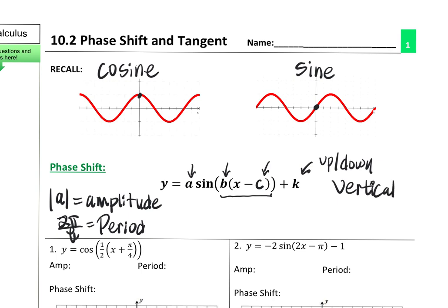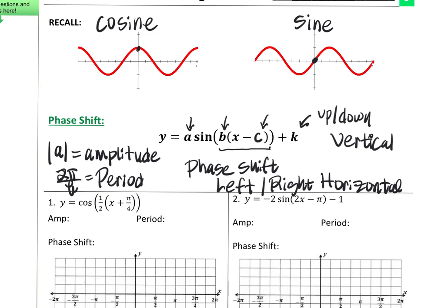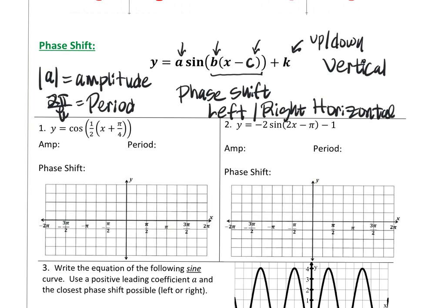The harder one is our phase shift. That's going to tell us left or right, so it's a horizontal move. It's just a little more complicated, but don't worry, I got you. All right, let's look at this first one.